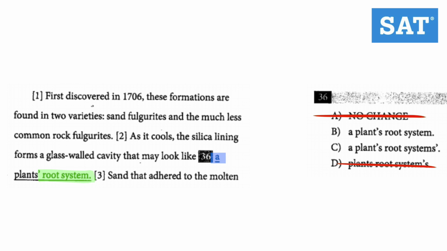Let's examine B and C because they both look very similar. Plant's root system and plant's root systems. I don't like C for one reason, because here it's systems and an apostrophe. That means root systems belong to something else, and we don't have anything for them to belong to because there are no nouns after the word systems. So the right answer is B.